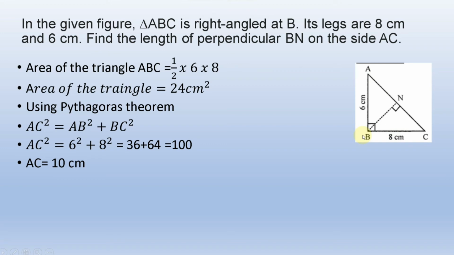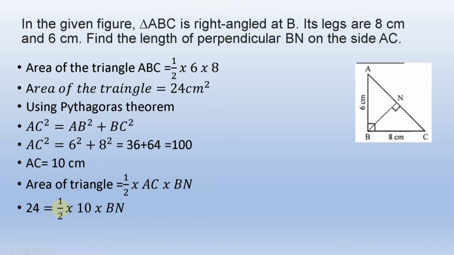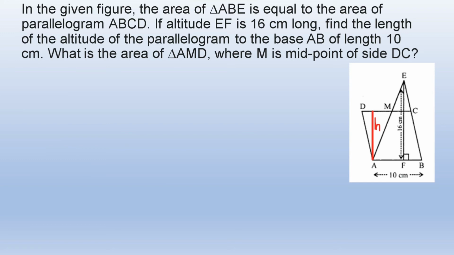Now using the area formula, if I am taking this as your base, this will be your height. So the area formula will be half, base is your AC and height is your BN. Area we have calculated already, that is 24. Half multiplied with 10, 10 is your AC which we have calculated, and BN we need to calculate. So from here I can write BN equals 24 into 2 by 10, or that will be 48 by 10, 4.8. Now we move on to the next question.